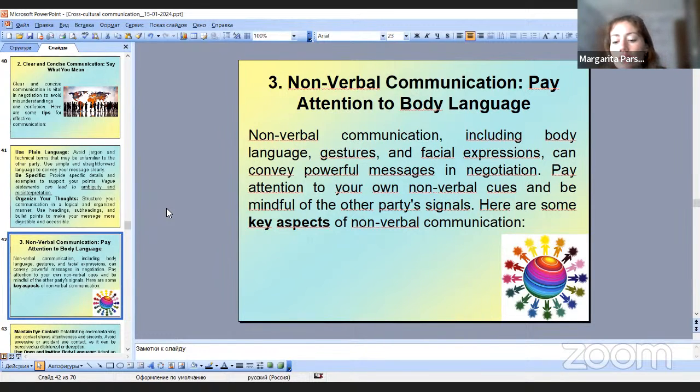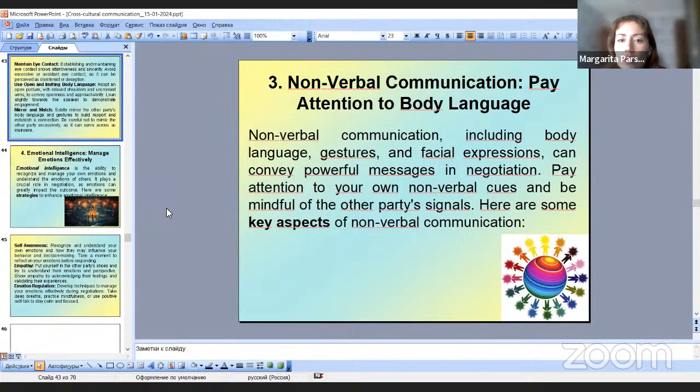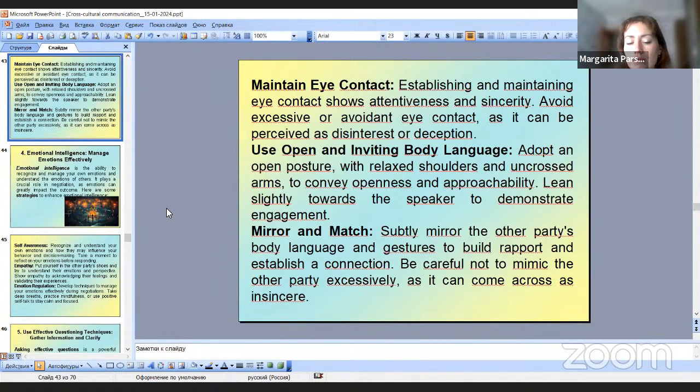So, what are other key aspects of nonverbal communication? Repeating what we have mentioned, again, maintain eye contact. Establishing and maintaining eye contact shows attentiveness and sincerity. When you avoid eye contact, it can be perceived as disinterest, deception, or lack of confidence.